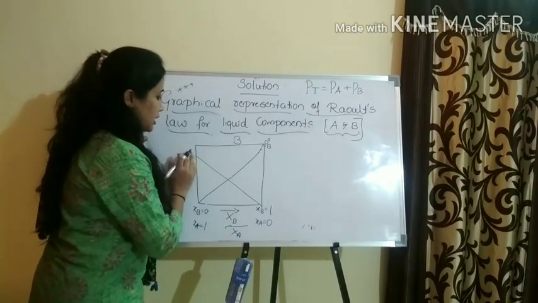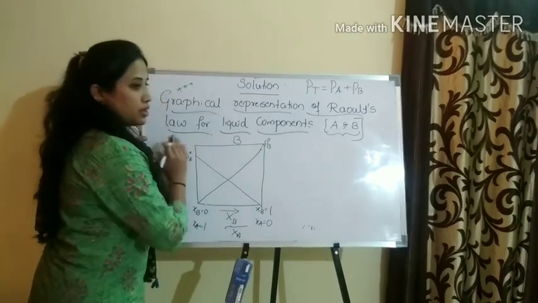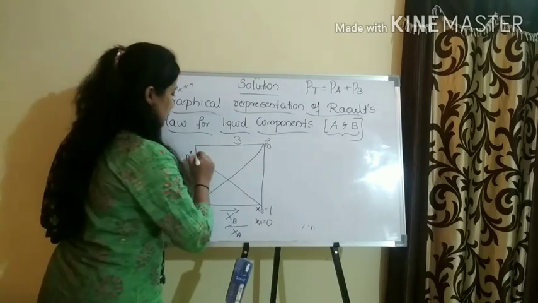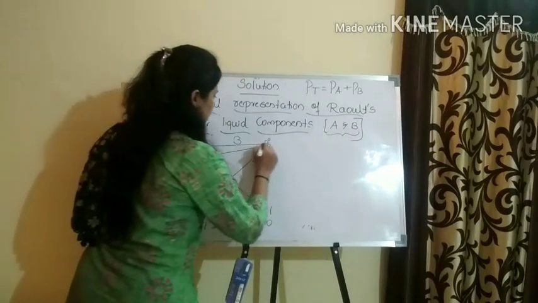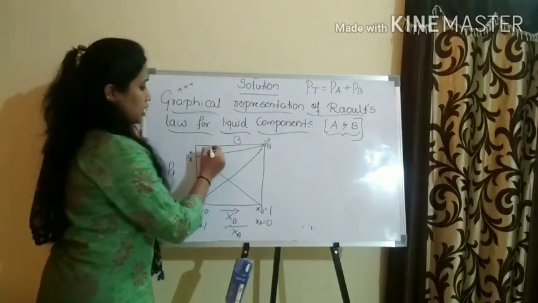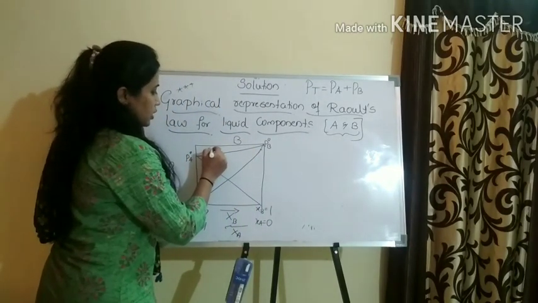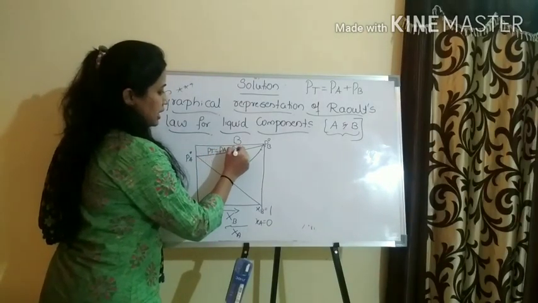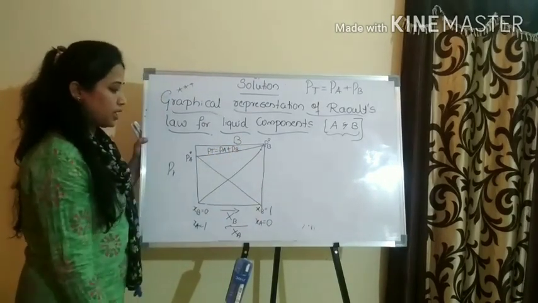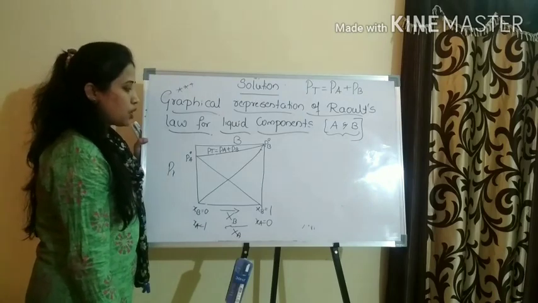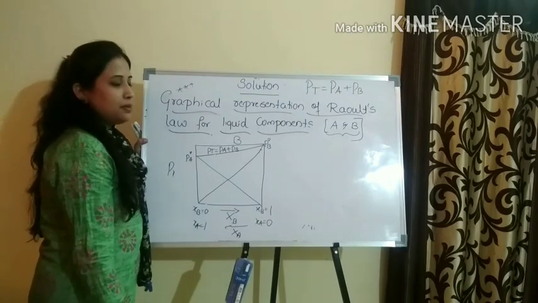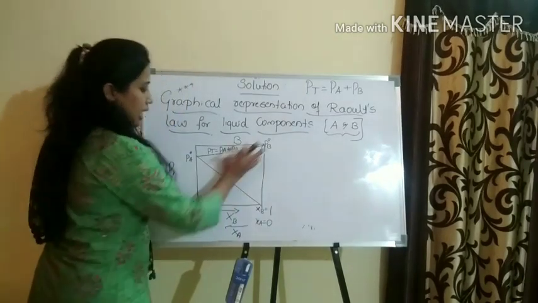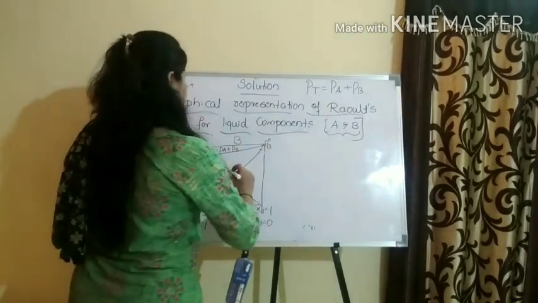It is by the sum of the partial pressures of the A component and the B component. How is the sum represented? It is in this way, so that P total is because of PA plus PB. So this line represents the vapor pressure of the B component.